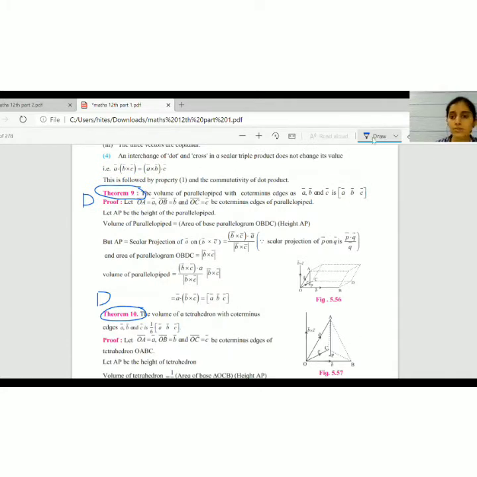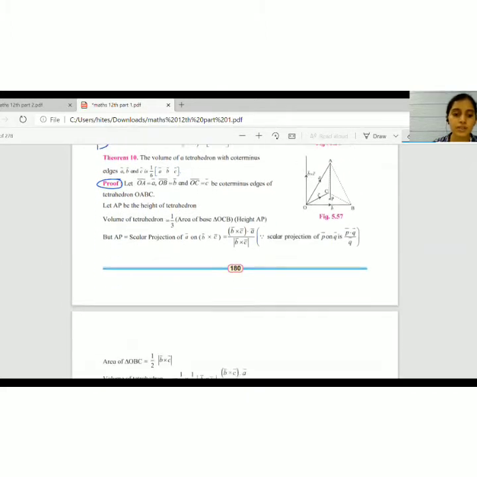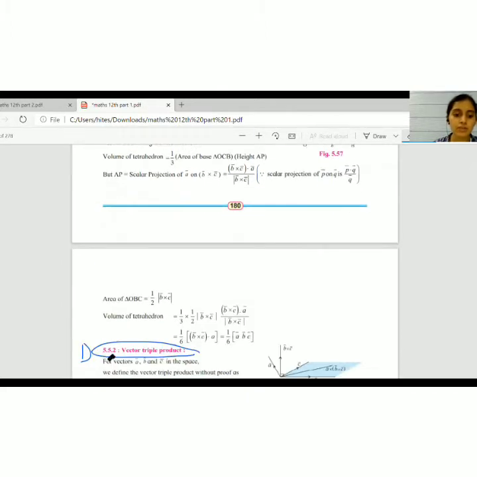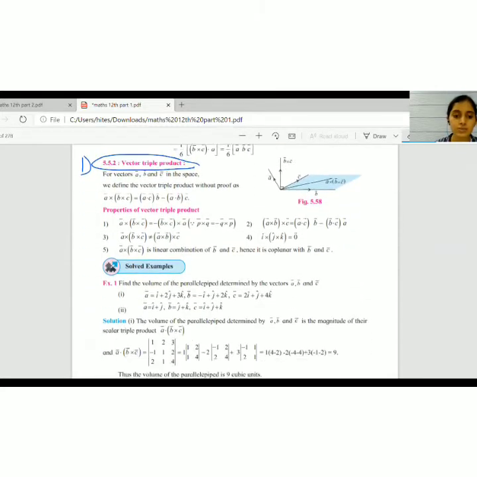Okay, so I should put this here. Not the theorem, we will study the theorem. We will not do the proof of the same. So we have the proof deleted, and here also we have the proof deleted. The theorem we will read through and we will do the final answer of it as well. Okay, and there is this vector triple product 5.5.2, which is not included in the syllabus.